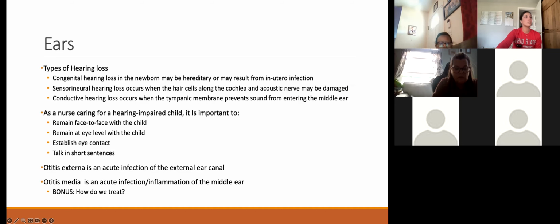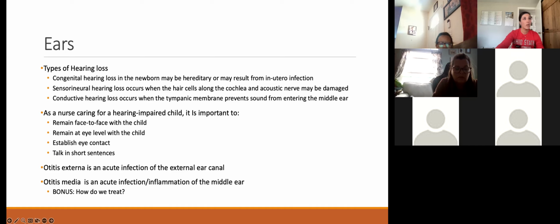When we are talking about our ears, we have different types of hearing loss. So if we have congenital hearing loss, it means that it's something that we're born with. So it's either a hereditary condition or it could be a result from an in utero infection. So if mom has an infection while she's pregnant, it can result in congenital hearing loss for the infant. The most common of that is going to be CMV.